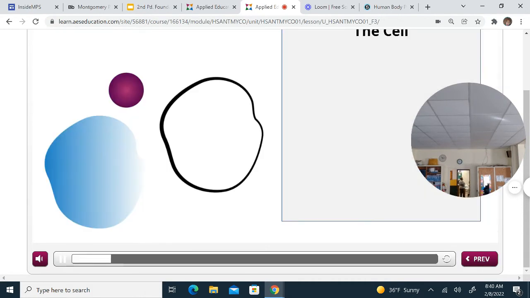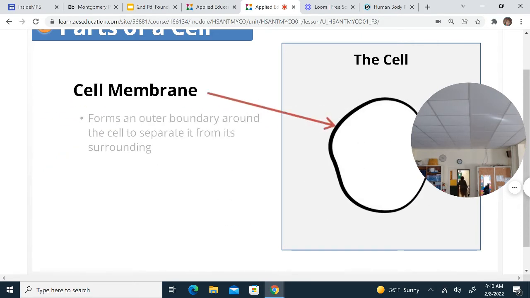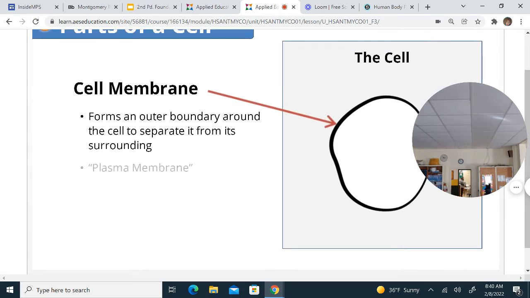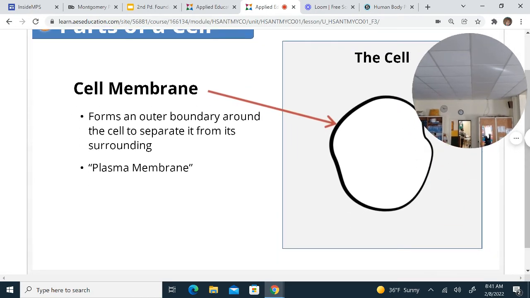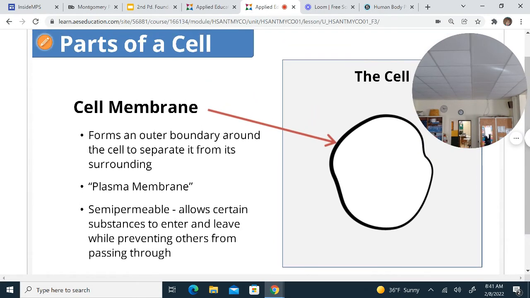Now that we've discussed what a cell is, let's see if you can put the 3 main parts of human cells together. Drag the cell membrane to the right to begin building the cell. So which one is the cell membrane? The cell membrane forms an outer boundary around the cell to separate it from its surroundings. This thin membrane is also known as the plasma membrane. It is semi-permeable, which means that it allows certain substances to enter and leave the cell while it prevents others from passing through.